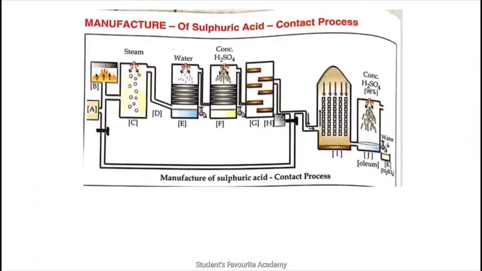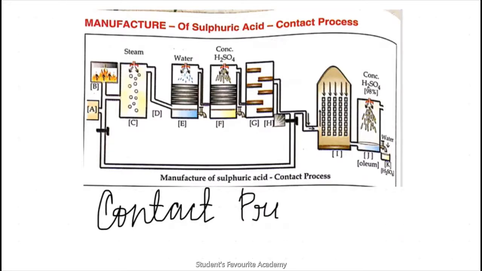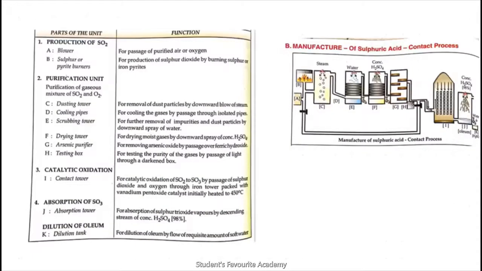Now here, children, you see the entire process of manufacture of sulfuric acid. The process is very famous and is called the contact process. Where do we apply the contact process, children? If we want large scale industrial production of sulfuric acid. Here you can see there are chambers, and on the next page you will see the explanation of these chambers.